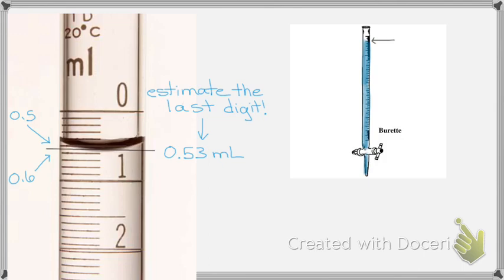If your meniscus does happen to exactly meet one of those graduations, you need to tell us that by putting a 0 in the hundredths place. So if this had been exactly on the 0.5 gradation mark, you would actually report that as 0.50 milliliters. Okay, so now we know our initial burette reading is 0.53 milliliters.